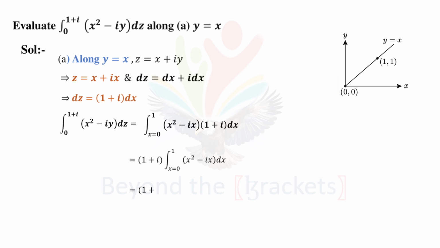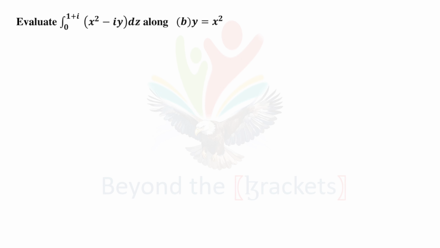Integrating this, we get x cube by 3 minus i into x square by 2. Applying the limits of integration, the upper limit is 1. We get (1 plus i) into (1 by 3 minus i by 2), and the lower limit is 0. Here the same integral is evaluated along the path y is equal to x square.